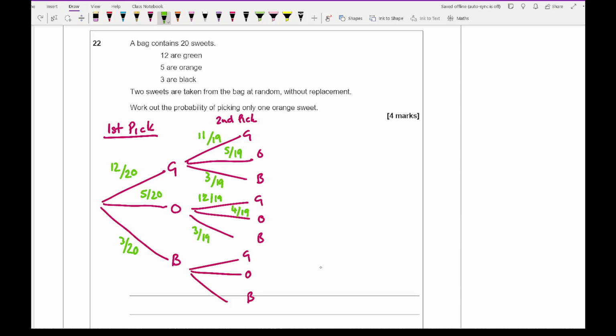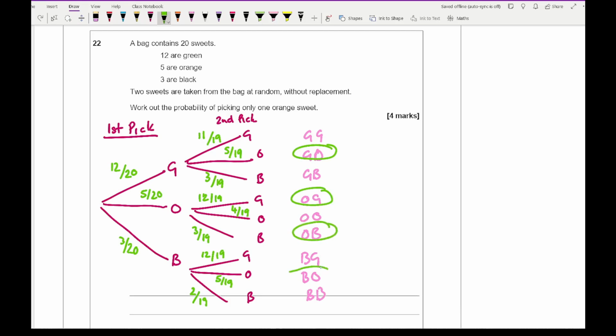Then picking a black one first. Green, I've got all of them, so that's going to be 12 over 19. Orange, got all of them, so that's going to be 5 over 19. Black, I've already taken one, so that's going to be 2 over 19. Then picking up the outcomes, I've got GG, GO, GB, OG, OO, OB, and then BG, BO, and BB. Now, out of those columns, which ones have only got one O? So it's going to be this one, that one, that one, or that one.